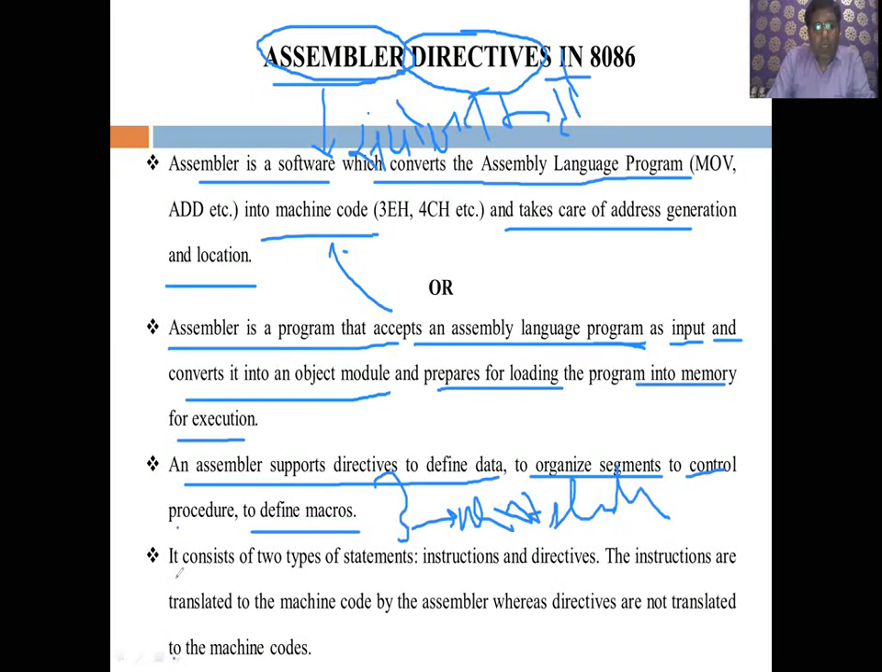The most important thing about assembler is that it consists of two types of statements. The first one is instruction and the second one is directive. The instructions are translated into machine code by the assembler, whereas directives are not translated into machine code.